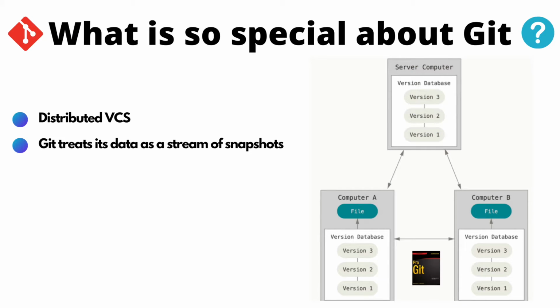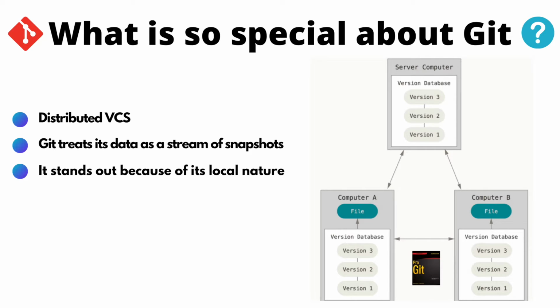Secondly, Git treats its data as a stream of snapshots. Think of it this way. Whenever you commit your changes to the project, Git basically takes a picture of what all the project files look like at that very moment, at the same time saving a reference to that snapshot.